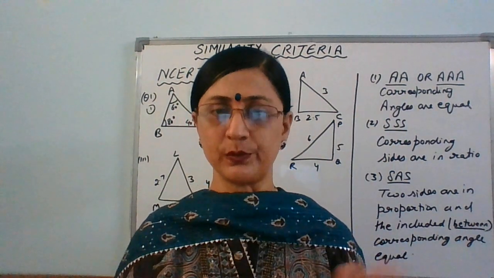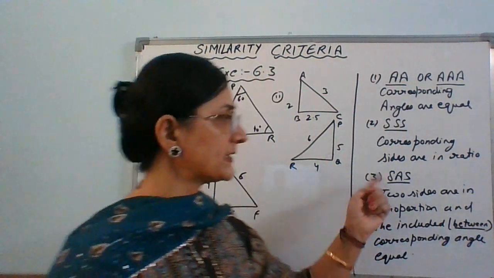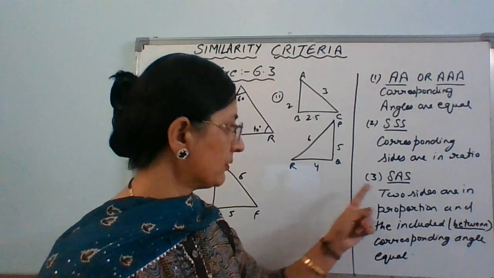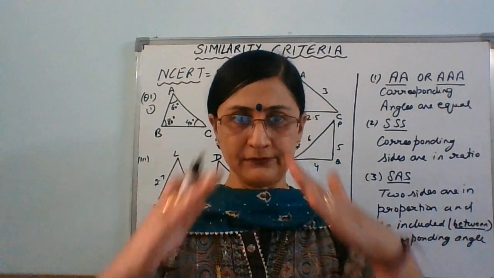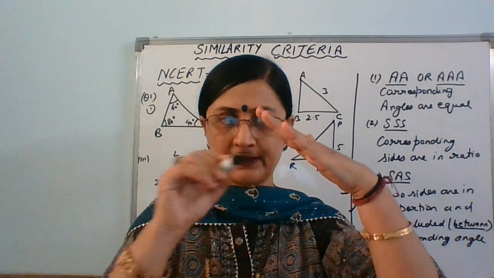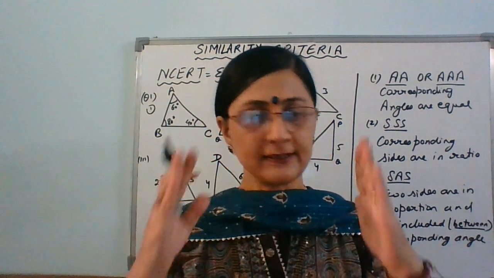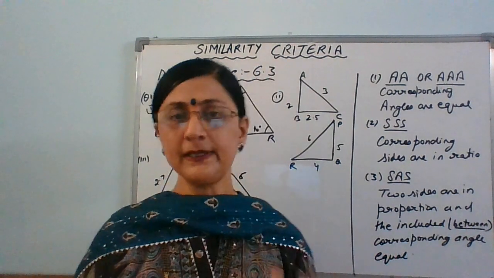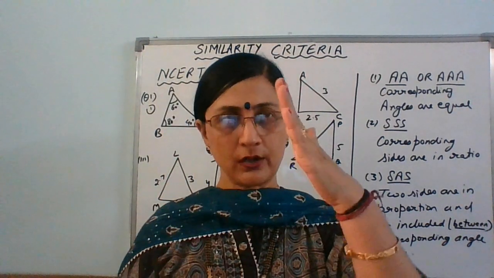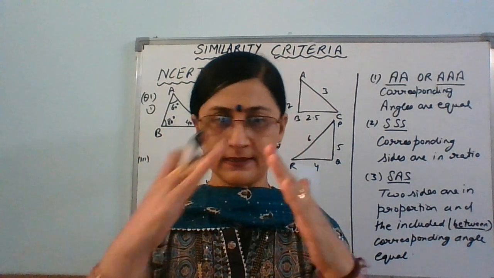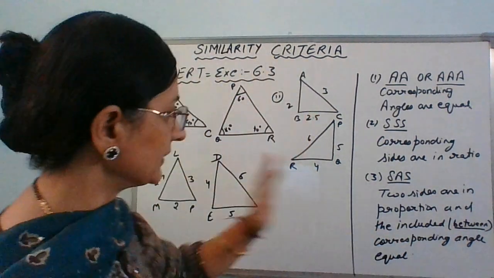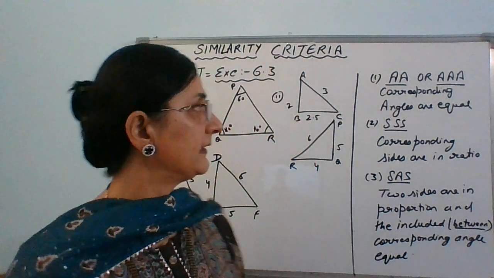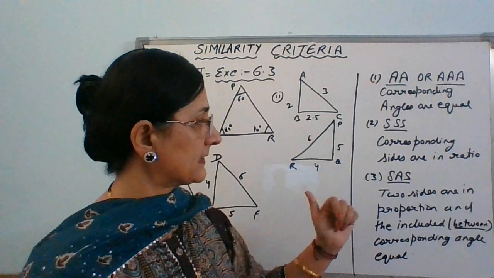All the three sides will be in ratio. SAS means two sides are in ratio and the included angle, meaning the angle in between those two sides, is equal. The two sides will be in ratio and the included corresponding angle will be equal. One angle will be equal and the sides adjacent to it are in proportion. So these are the criteria. Whenever we have to tell the similarity criteria, it is either AA, SSS or SAS.